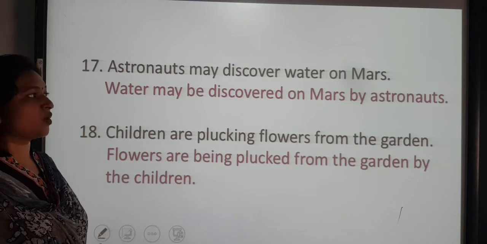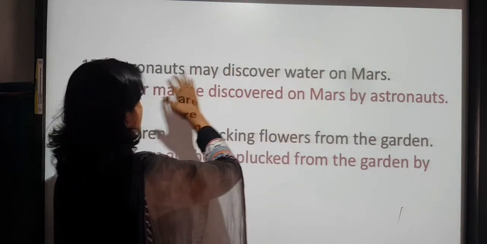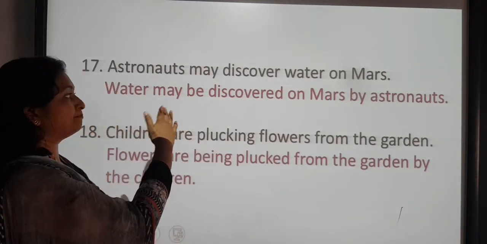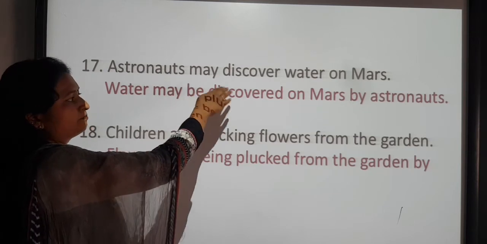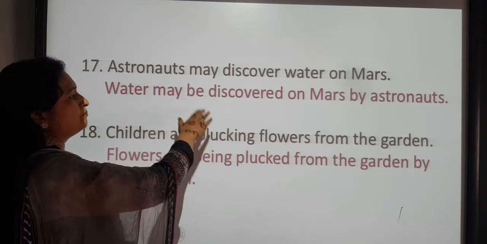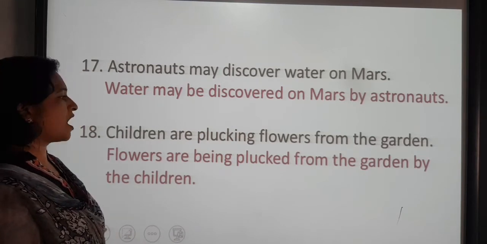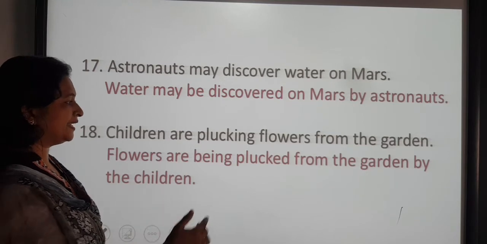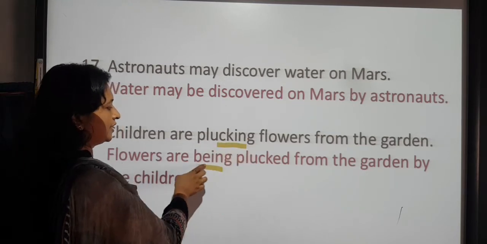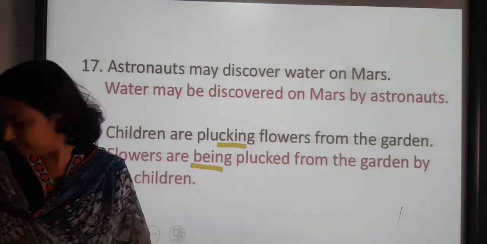Astronauts may discover water on Mars. Water is the object, it will become subject. Water may be, modal may, you know na, you have learned that rule. May plus be plus past participle. Water may be discovered on Mars by astronauts. Children are plucking flowers from the garden. Flowers are being, already ing है तो क्या यूज करेंगे? Being plucked from the garden by the children.